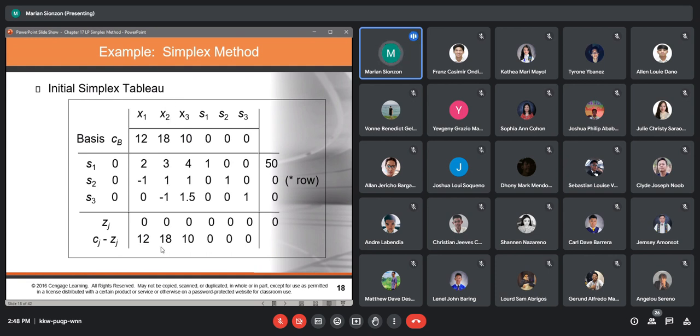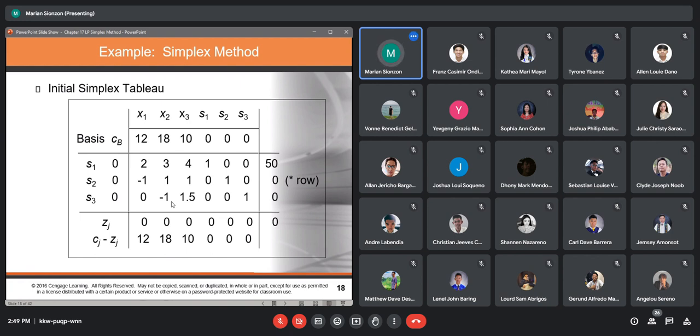Okay. So we will divide these numbers corresponding to the optimum column. These were the constants, di ba? The right hand side. Remember? This is the right hand side. So 50 divided by 3, 0 divided by 1, and 0 divided by -1. Choose the smallest non-negative quotient.